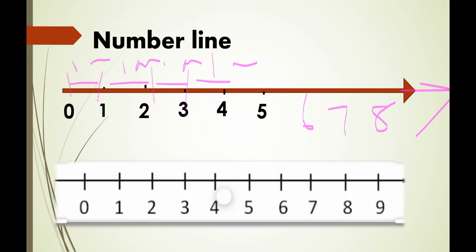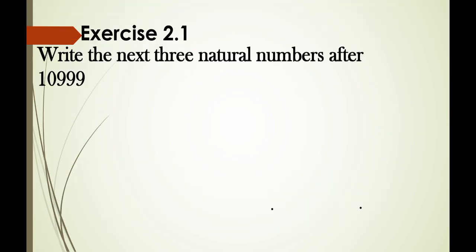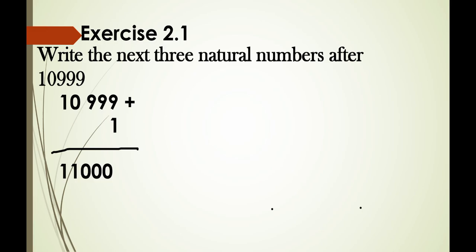Okay. Now next we will do exercise 2.1 from our reader. Write the next 3 natural numbers after 10,999. Next 3 natural numbers. So what will be the next number after 10,999? Just add 1. You will get the answer. What is the next number after 1? 1 plus 1? 2. 2 plus 1? 3. It will go on like that, right? So what is the next number after 10,999? Just add 1. So we'll get the answer 11,000.